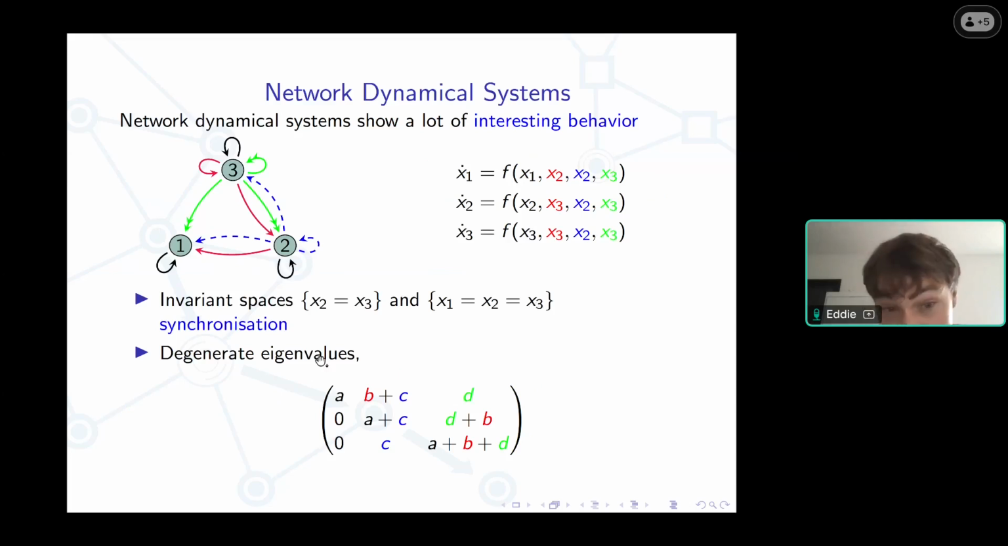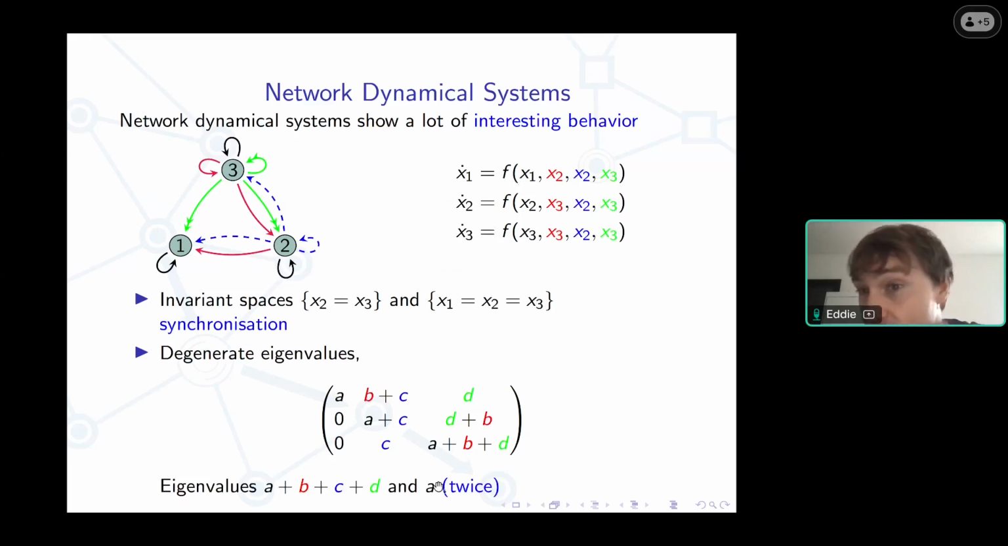And when you look at the eigenvalues, you will see that there is one eigenvalue, a plus b plus c plus d. That one's easy. That's just the constant row sum, which is, of course, a consequence of having a system like this. But you will also see an eigenvalue a that is always there twice. It's always twice unless b plus c plus d is 0, then it's there even thrice. But you always have a double eigenvalue.